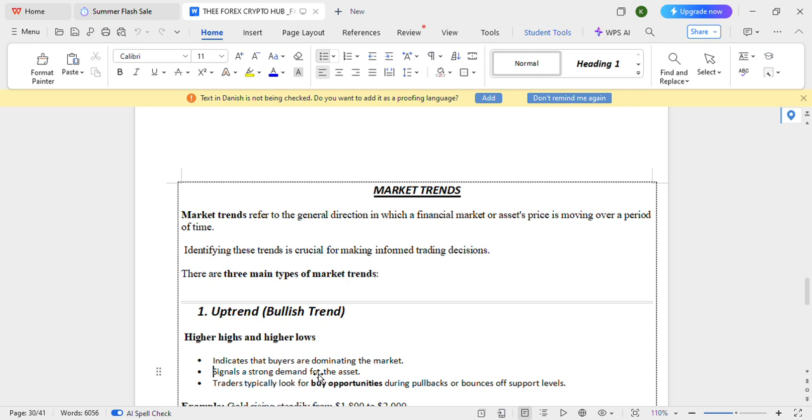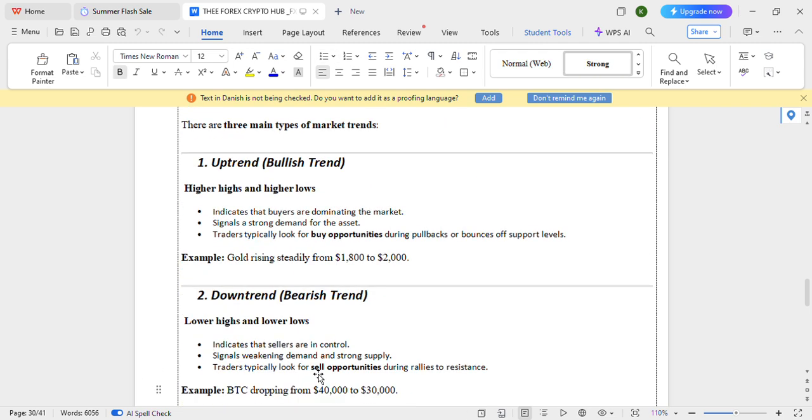So the last thing we are going to check before we go to the practical part is the market trends. Market trends refer to the general direction in which a financial market or asset price is moving over a period of time. Identifying market trends is crucial for making informed trading decisions. And we have three major types of market trends.